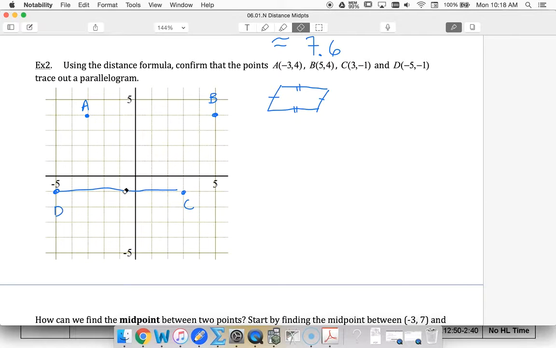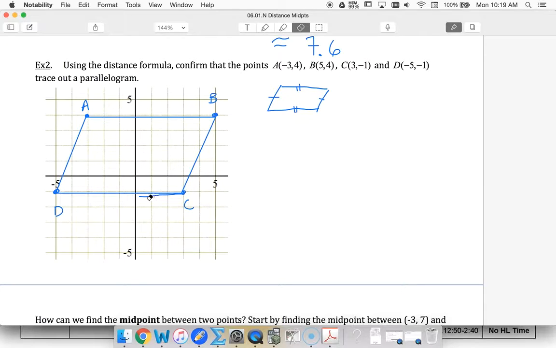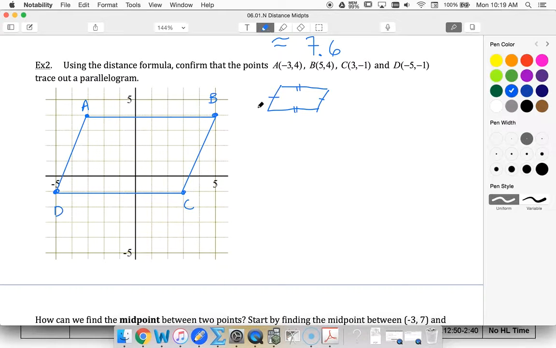That did not make a straight line. Let's try again. There we go. All right. So because my top and bottom are horizontal lines, I know I have parallel lines. So let's go back and figure out these distances, verify that they're the same.